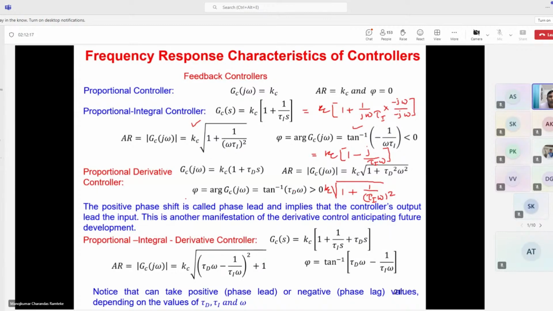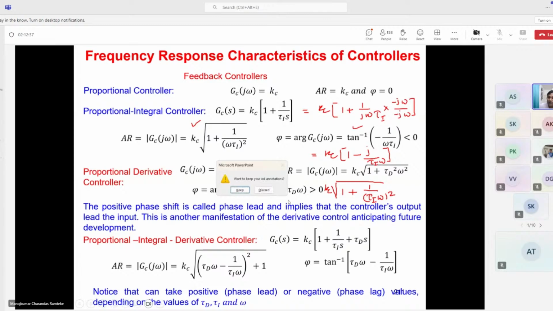Similarly, if we have a proportional derivative controller, this is the controller. In this particular case, if I replace this s by j omega, I am going to get the amplitude ratio, which comes out to be Kc under root 1 plus tau d square omega square. That is what I'm going to get. And the phase angle comes out to be tan inverse of tau d omega.